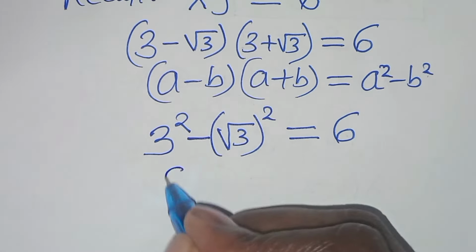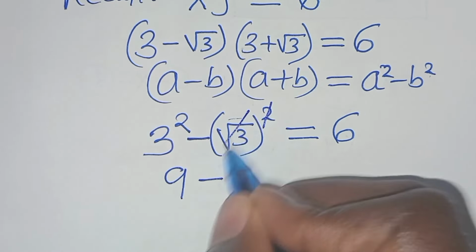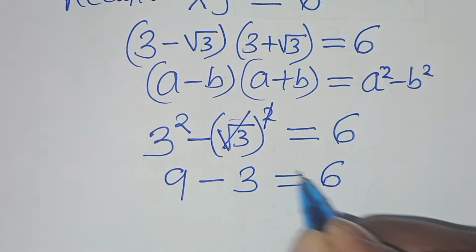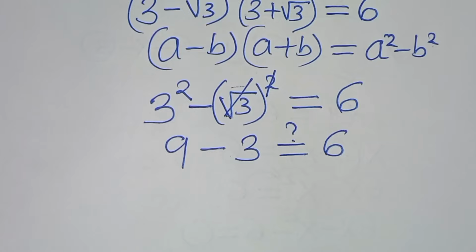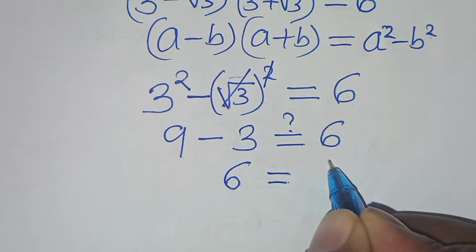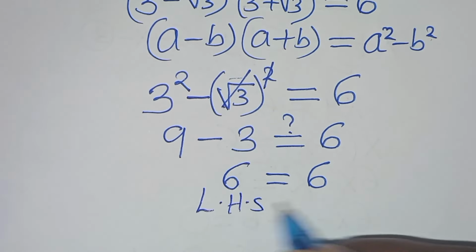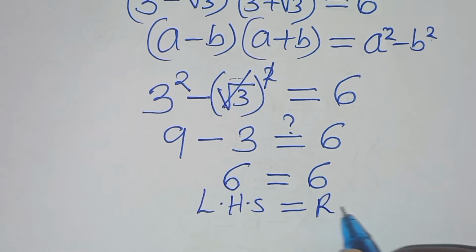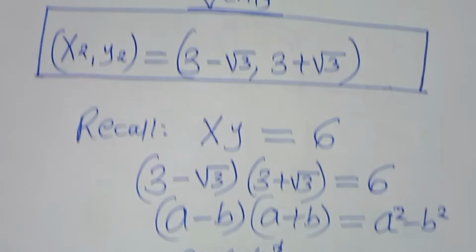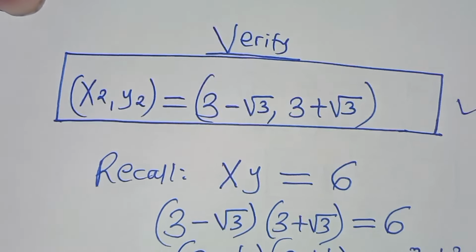So 3 squared is 9, minus square root of 3 squared, where we eliminate the square root sign. So this is 9 minus 3. This is supposed to give us a value of 6. So 9 minus 3 is equal to 6, which is equal to 6. So this implies that the left hand side is equal to the right hand side. And this implies that x2, y2 satisfies the equation.